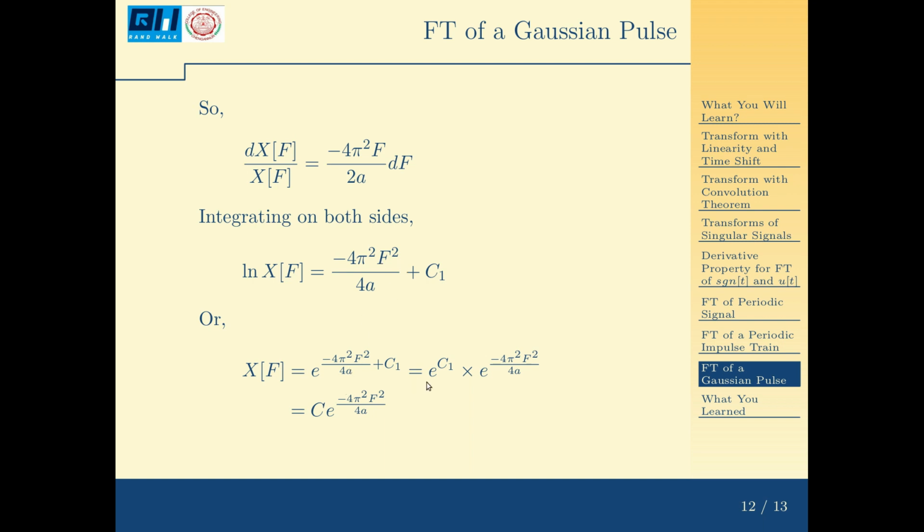So that will be e raised to c1 times e raised to minus 4 pi square f square by 4a. This e raised to c1 I can write as another constant, say c. So X(f) will be c e raised to minus 4 pi square f square by 4a.